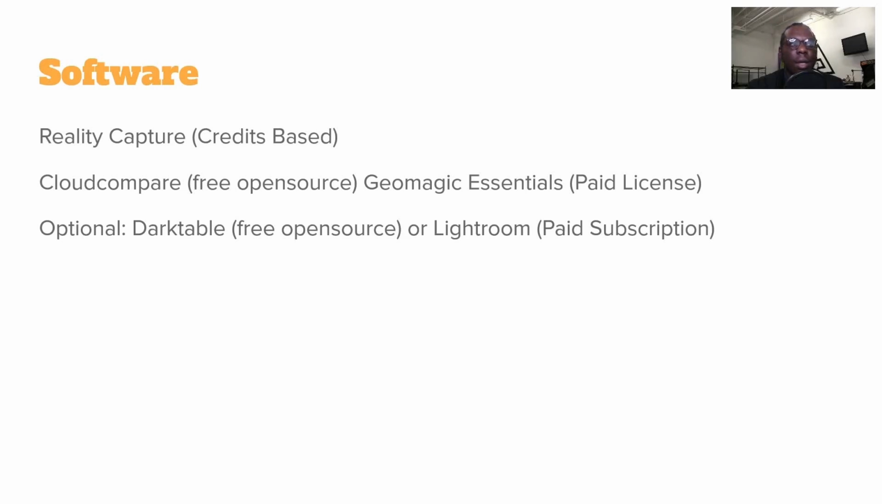And so CloudCompare is free and open source. And then if you're a Shining 3D customer, you may be familiar with Geomagic Essentials, which is paid for a license, but it can operate in the same way as CloudCompare for this workflow. And then optional, I'm going to say optional is the color calibration. So Darktable is what I use, or Lightroom, which is a paid subscription tool.